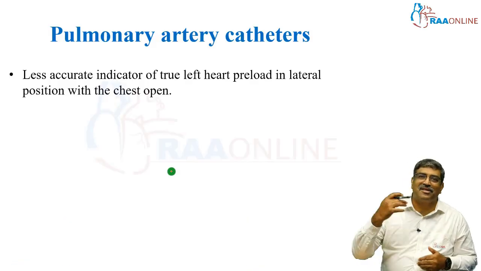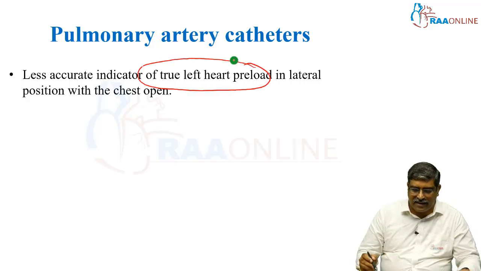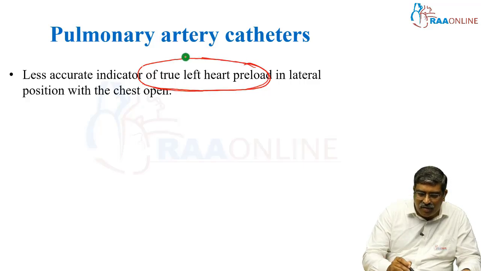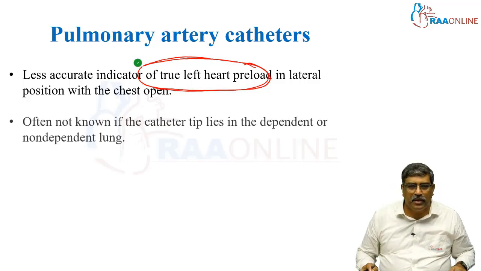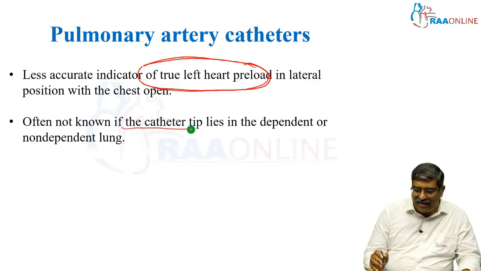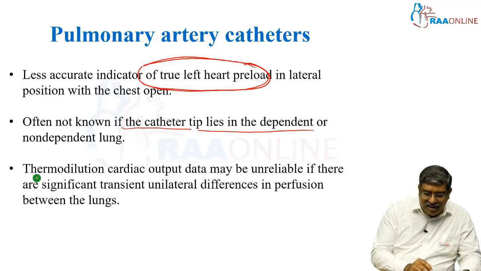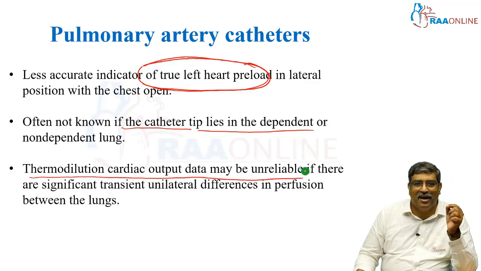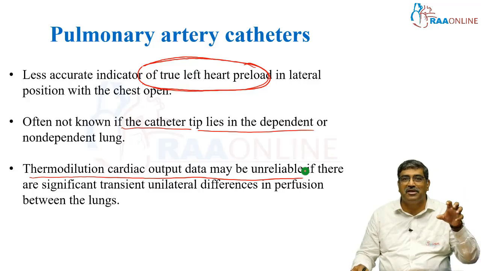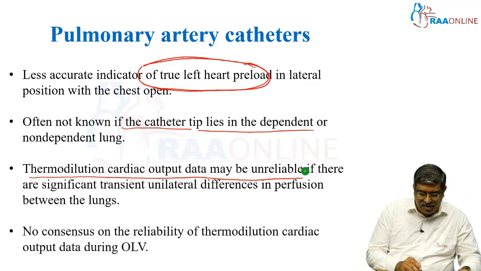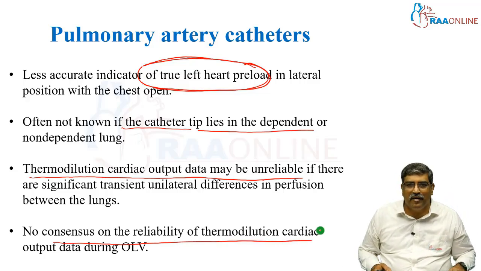Now coming to the next, far more advanced monitor, which is the pulmonary artery catheter. The pulmonary artery catheter is a less accurate indicator of true left heart preload, particularly in the lateral position with the chest open. Often we don't know whether the catheter tip lies in the dependent or the non-dependent lung, and here thermodilution cardiac output may be unreliable because there is a significant unilateral difference between the perfusion of the two lungs. There is no consensus on the reliability of thermodilution cardiac output during one lung ventilation.